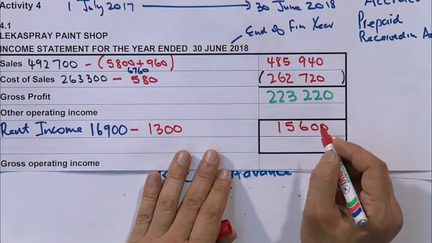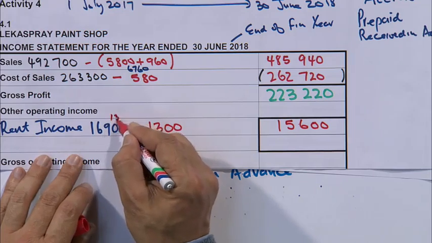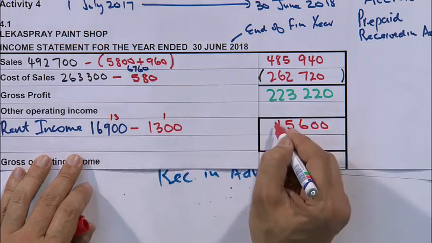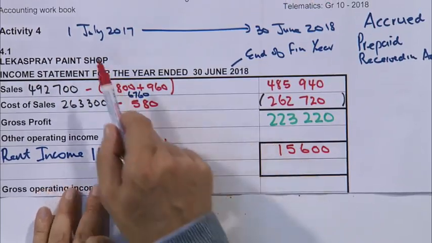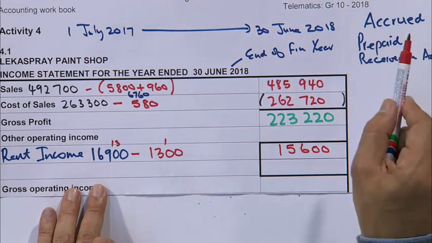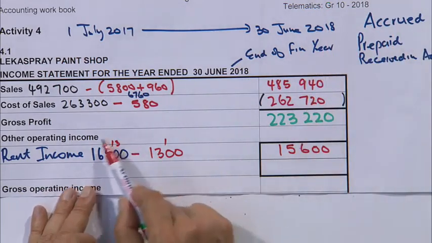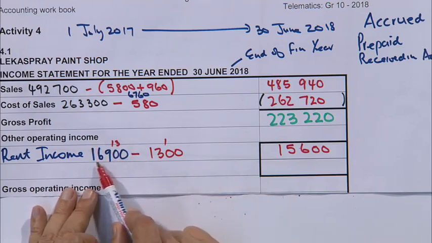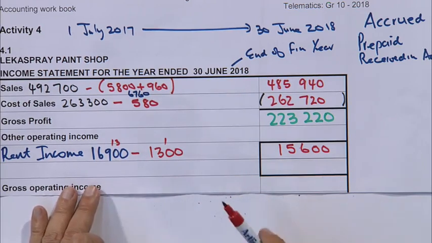You can also look at it as follows. If that is 13 months, and this is 1 month, that means that this amount will have to be 12 months because the tenant has rented the place for the whole year from the 1st of July till the 30th of June. That's the 12 months, and he paid for July 2018, which means he paid for 13 months. That is why we have the 13 months, and the amount is 16,900. Then you have to minus, and then you just write it in.